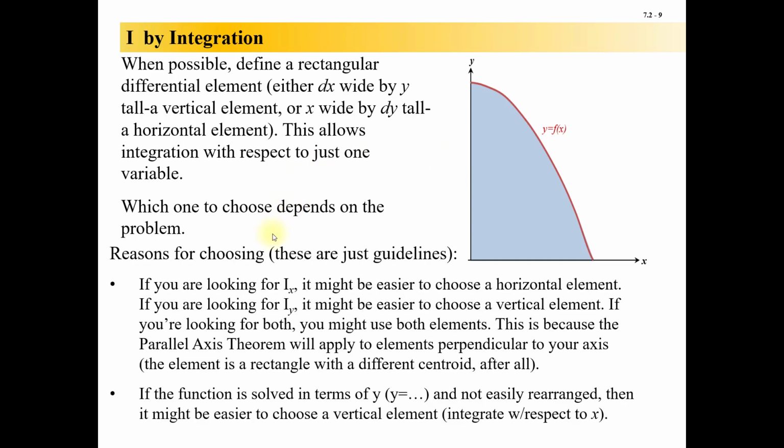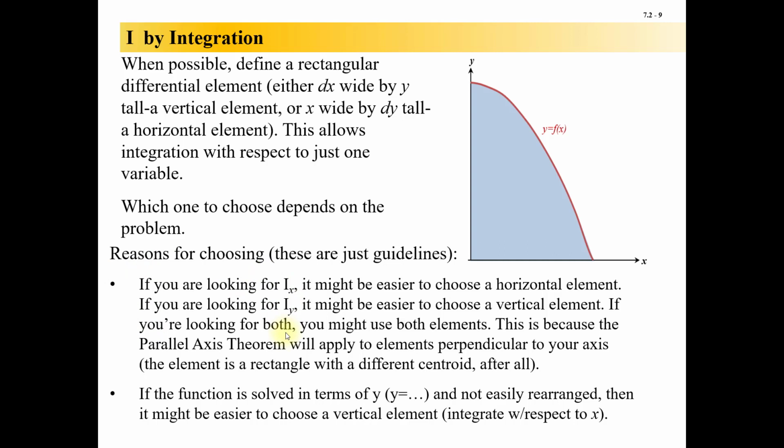If you're looking for I sub x, it might be easier to choose a horizontal element. And if you're looking for I sub y, it might be easier to choose a vertical element. Now, if you're looking for both, there's two separate calculations. You can use the horizontal element for I sub x and then the vertical element for I sub y for the same function. Now, I say it might be easier. This isn't a huge deal breaker.